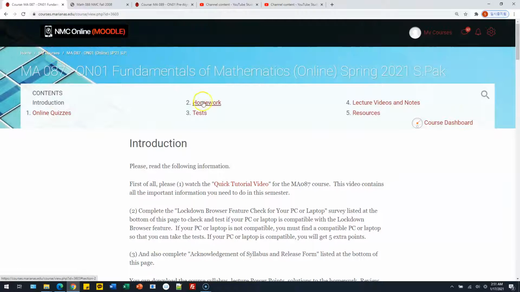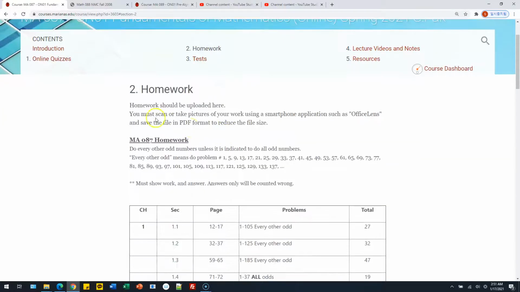So when you upload your homework, first of all, you need to scan your work. So you must scan your work or take pictures. So mostly you are using smartphones. You don't have to use scanners. So use your smartphone so that you can take pictures. But I strongly recommend to use Office Lens. The Office Lens is an application that you take pictures of your work and save your work in PDF format.